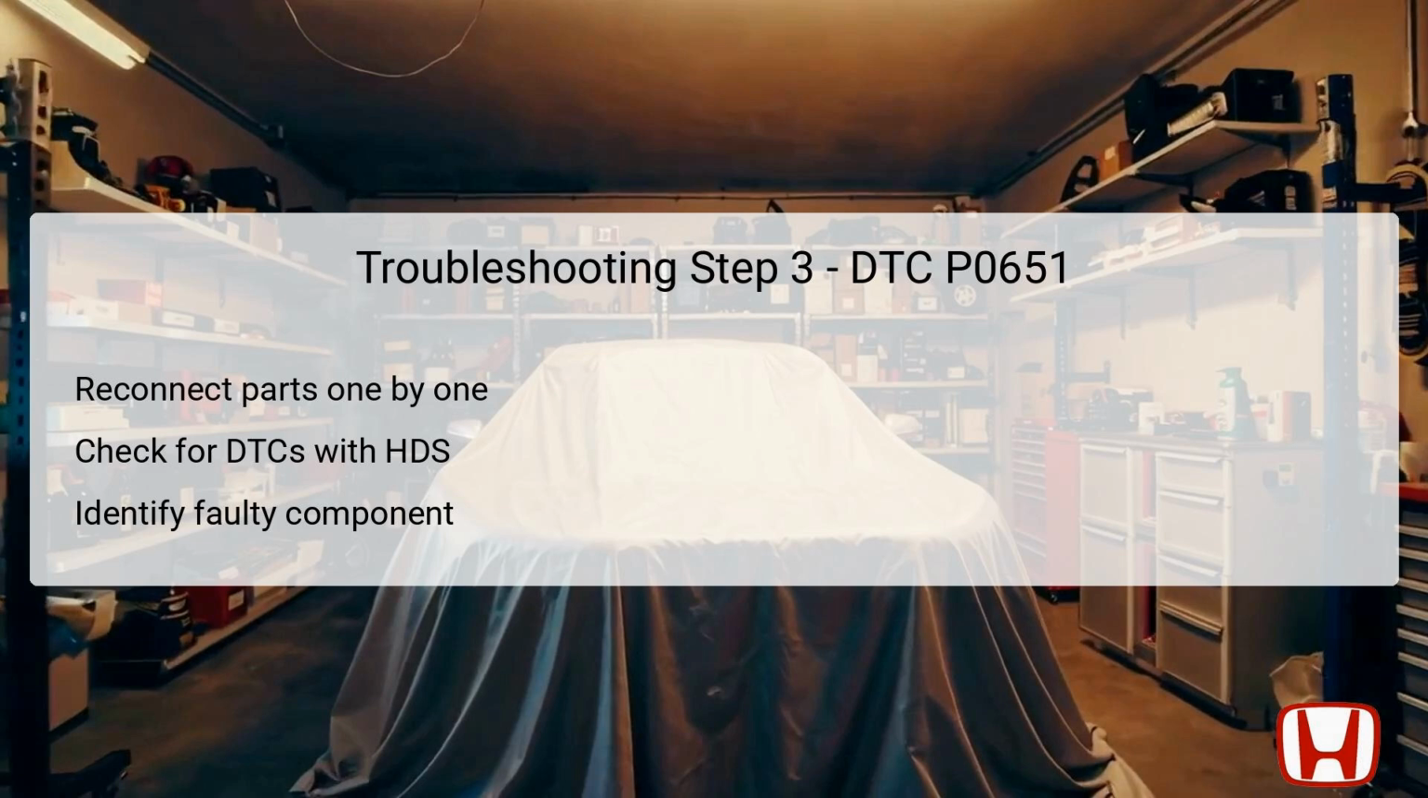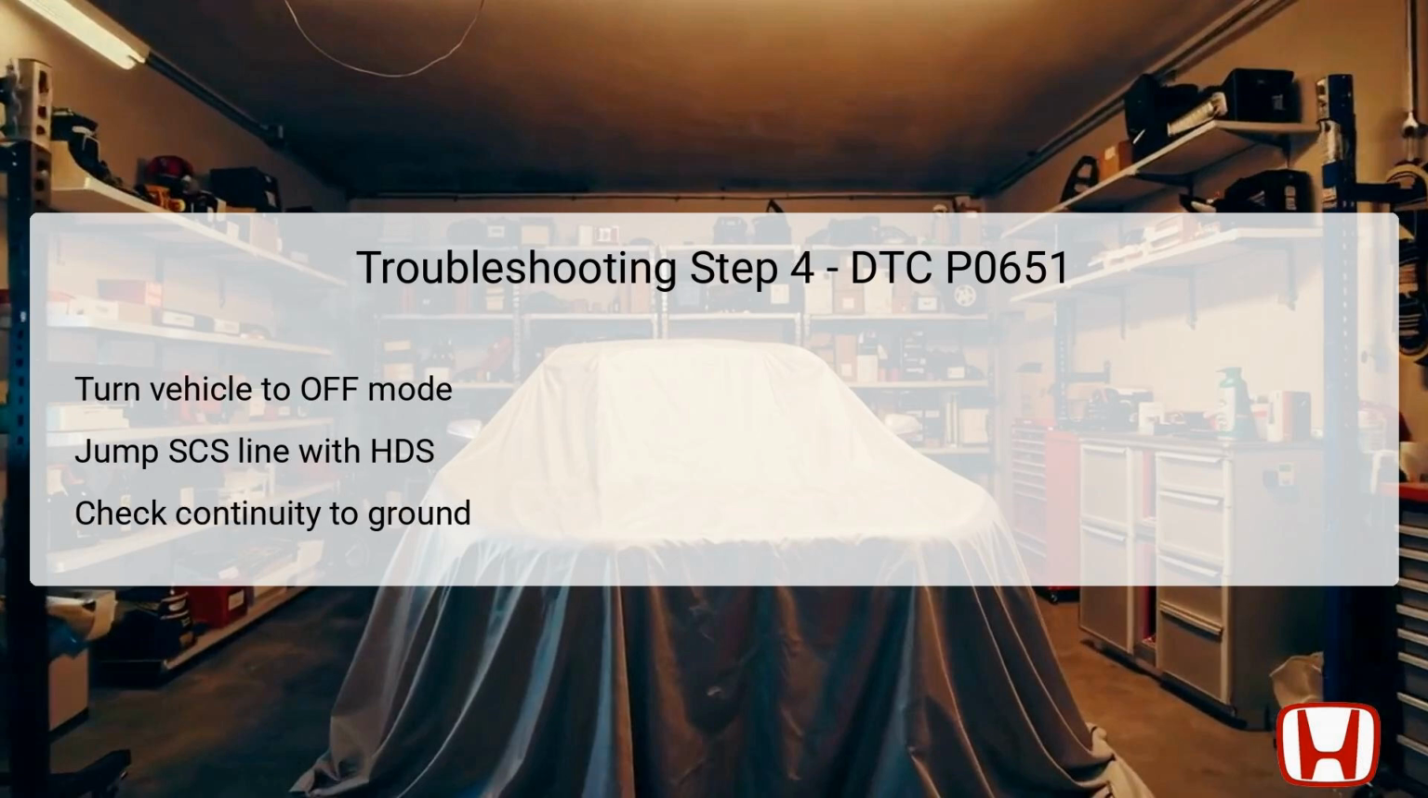When a component is reconnected and the DTC comes back, it strongly indicates that particular component is faulty and needs to be replaced. If the code does not reappear, it implies that the issue may lie elsewhere in the wiring or connections, warranting further checks of the PCM connections and wiring harnesses.